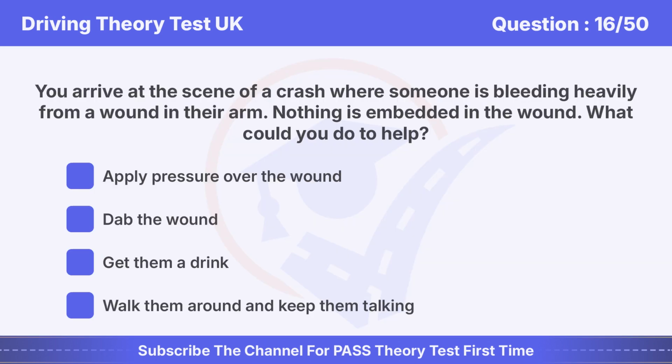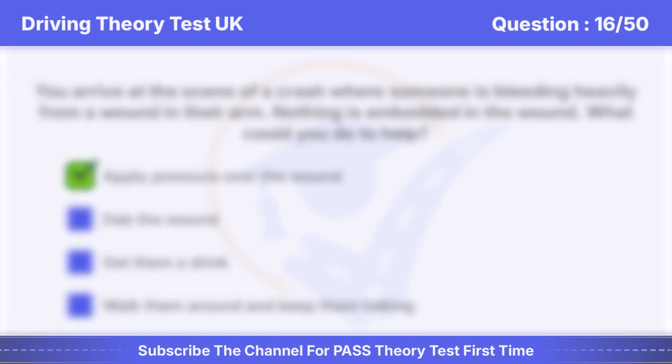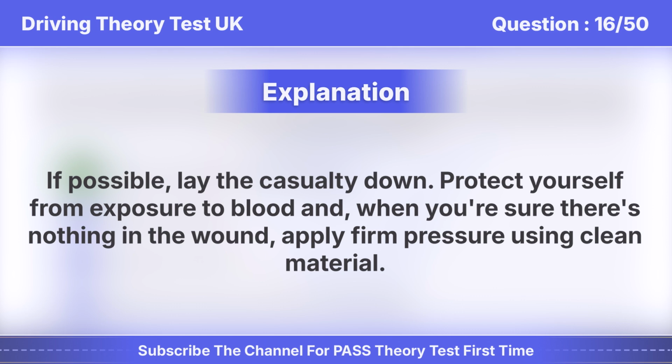Question 16. You arrive at the scene of a crash where someone is bleeding heavily from a wound in their arm. Nothing is embedded in the wound. What could you do to help? Answer is A. Apply pressure over the wound. If possible, lay the casualty down. Protect yourself from exposure to blood, and when you're sure there's nothing in the wound, apply firm pressure using clean material.